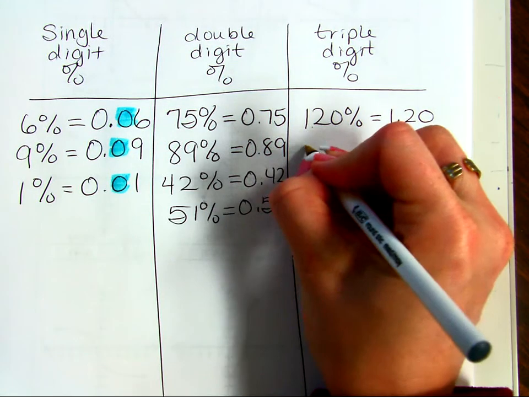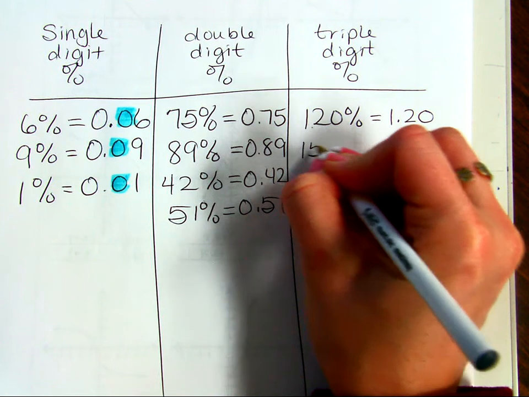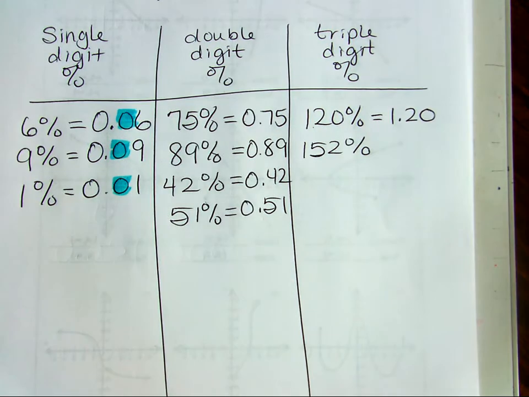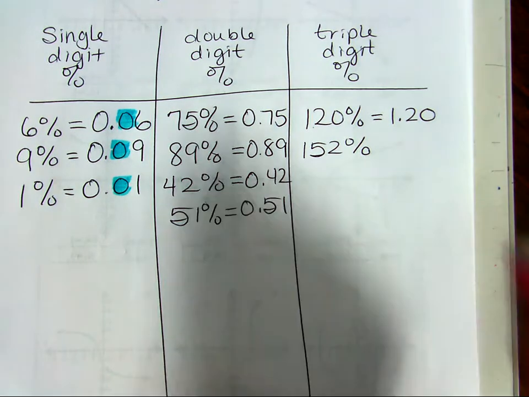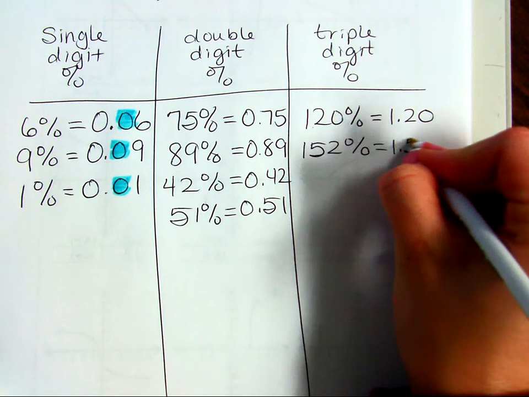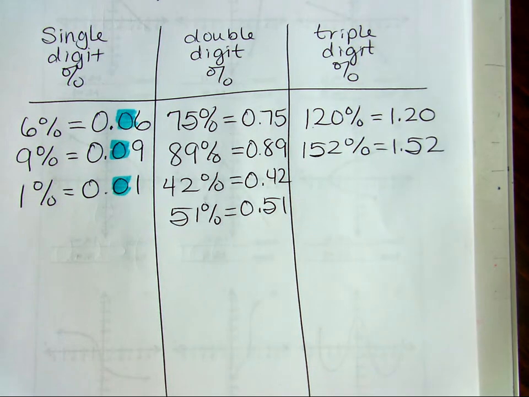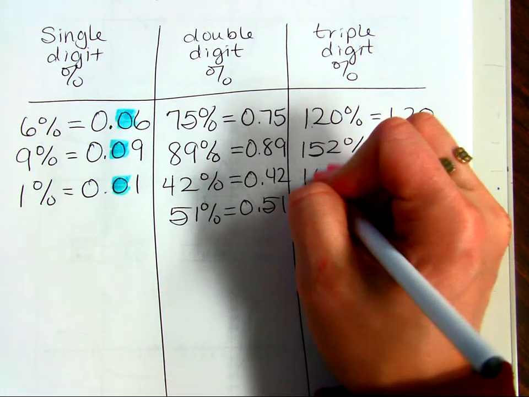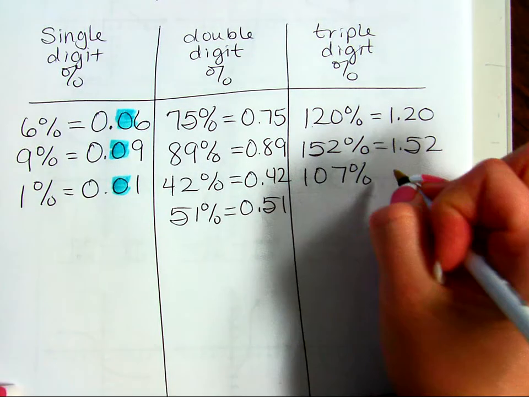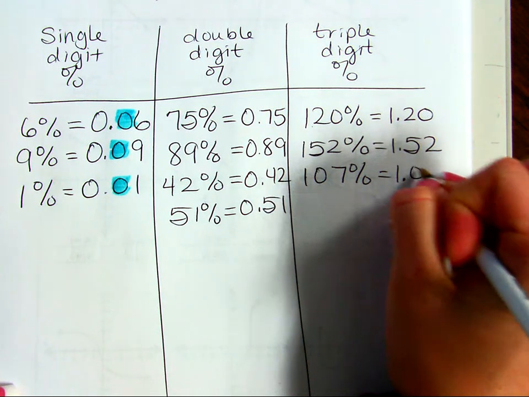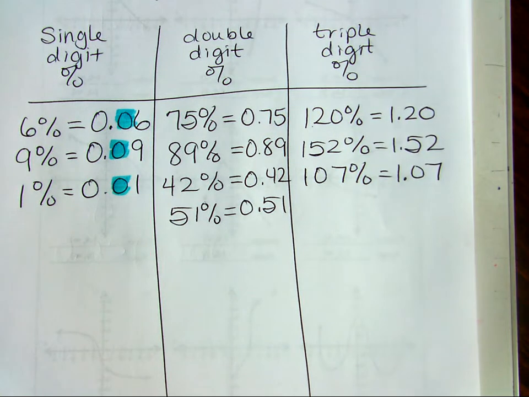Let's take a look at this one. 152%. Who's got this one? And in a minute, I'm going to ask, what are we doing with this? Eric. Yes, exactly. 1.52 or technically 1 and 52 hundredths, right? And let's do one more. 107%. Brian. 1.07. Great. Okay. So now my question to you is, what did I do for all of these?